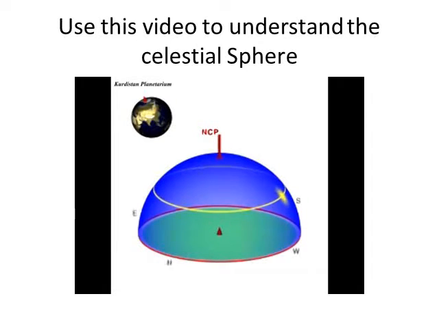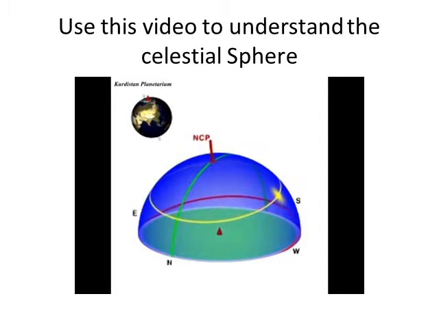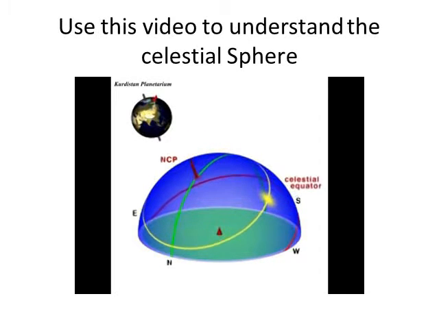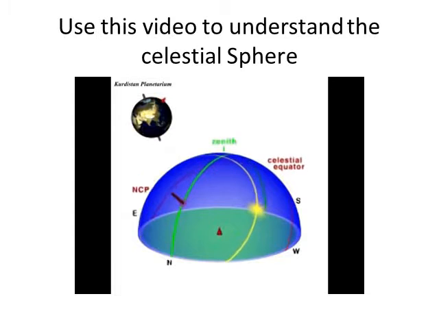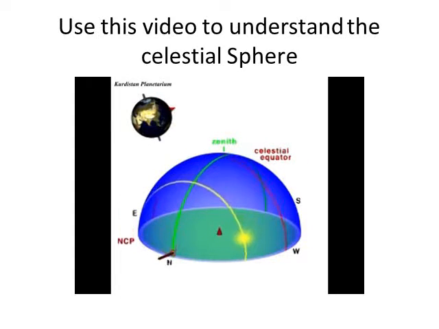Imagine now you move to the Earth's equator. The celestial equator runs from east to west through the zenith, the overhead point. The celestial poles are due north and south on the horizon. The north-south line on the sky through the zenith is called the meridian.